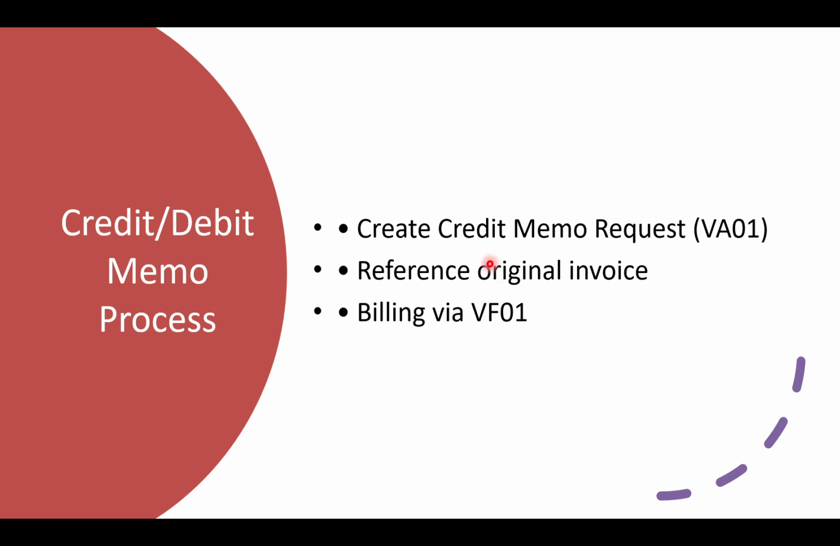The process is that we create the credit memo request using VA01. It will refer to the original invoice, because under credit memo or debit memo it refers to the original invoice, so that we get to know against which invoice we are going to give the credit or debit memo. Once the credit memo request is created and approved, billing will be done, which is nothing but a credit note being issued.